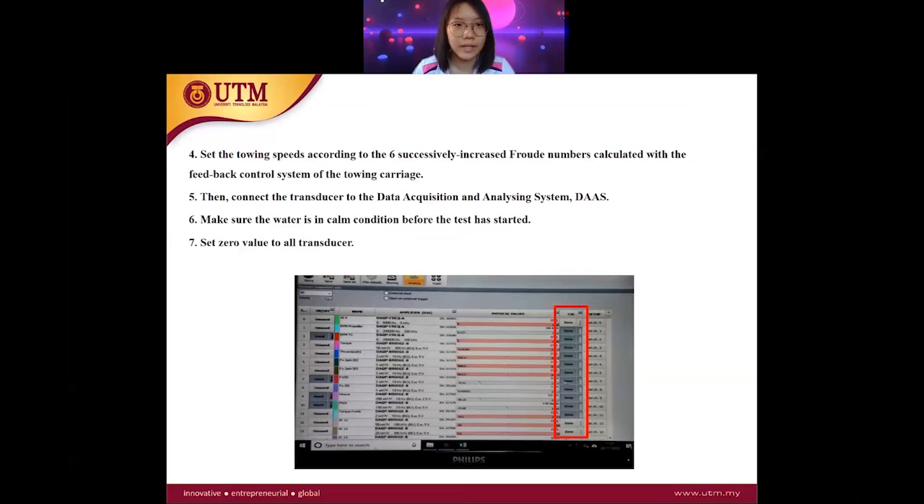Next step is to set the towing speeds according to the 6 successively increased Froude numbers calculated, with the feedback control system of the towing carriage. And then connect the transducer to the data system. We have to be alert and make sure the water is in calm condition before the test has started, and also set zero value to all the transducer readings.